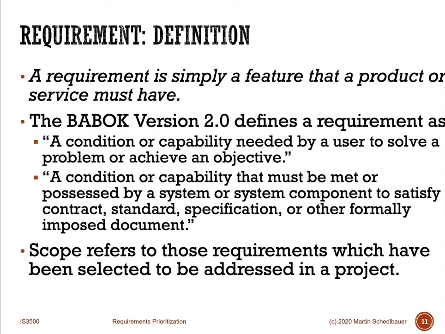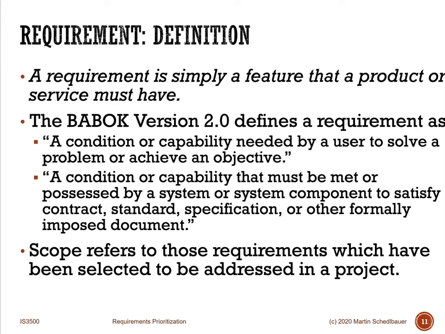Now, of course, that begs again the definition for a requirement, and we said this before, but a requirement is simply a feature that a product or service must have, or a more formal definition that's part of the business analysis body of knowledge, and that is itself derived from the IEEE specification on software requirements. It defines a requirement as a condition or capability that is needed by a user to solve a problem or achieve an objective. Or a slightly different perspective would be that a requirement is a condition or capability that must be met or possessed by a system or system component to satisfy a contract, a standard, a specification, or some other formally imposed document.